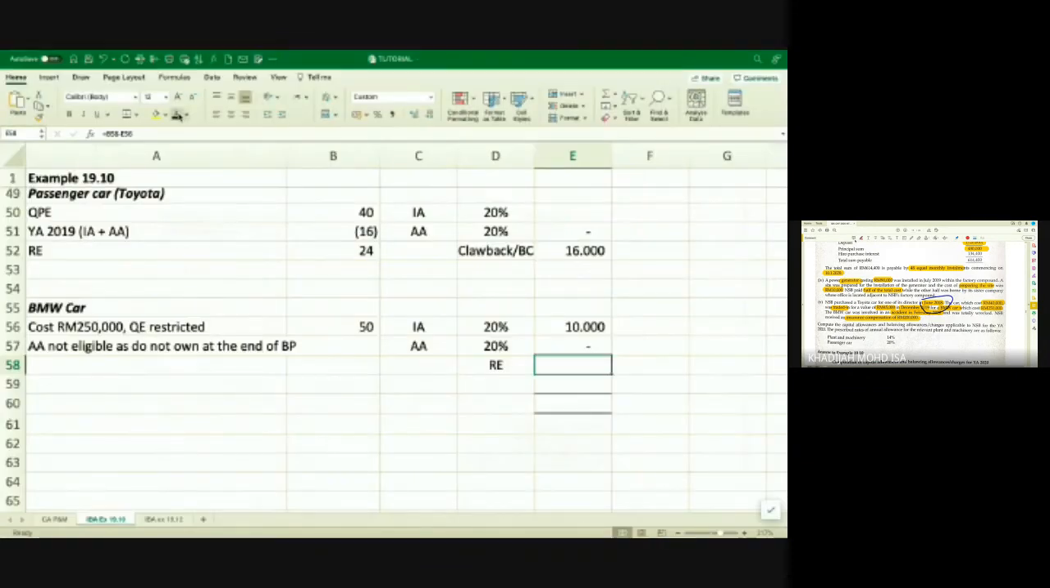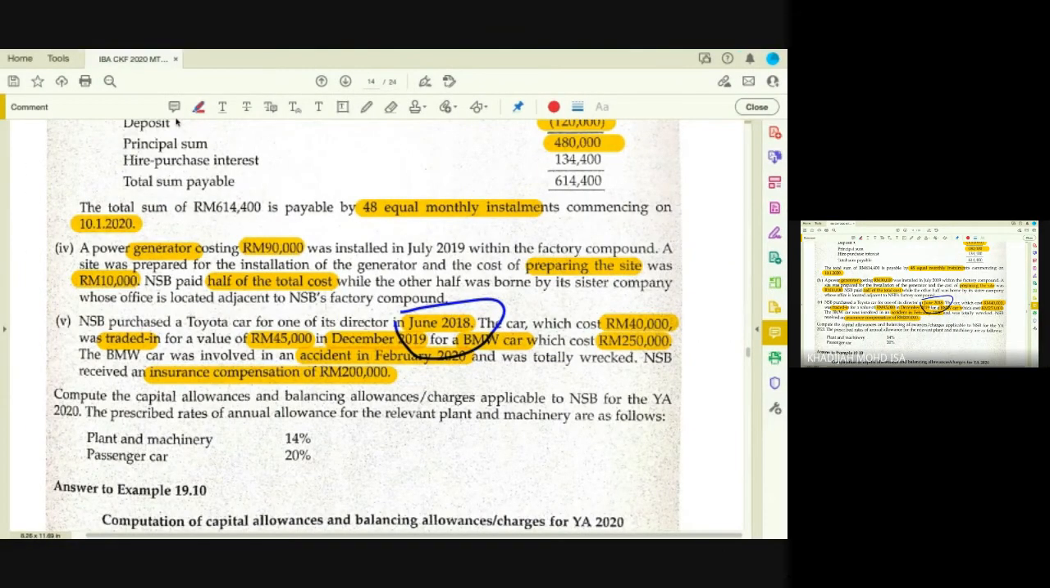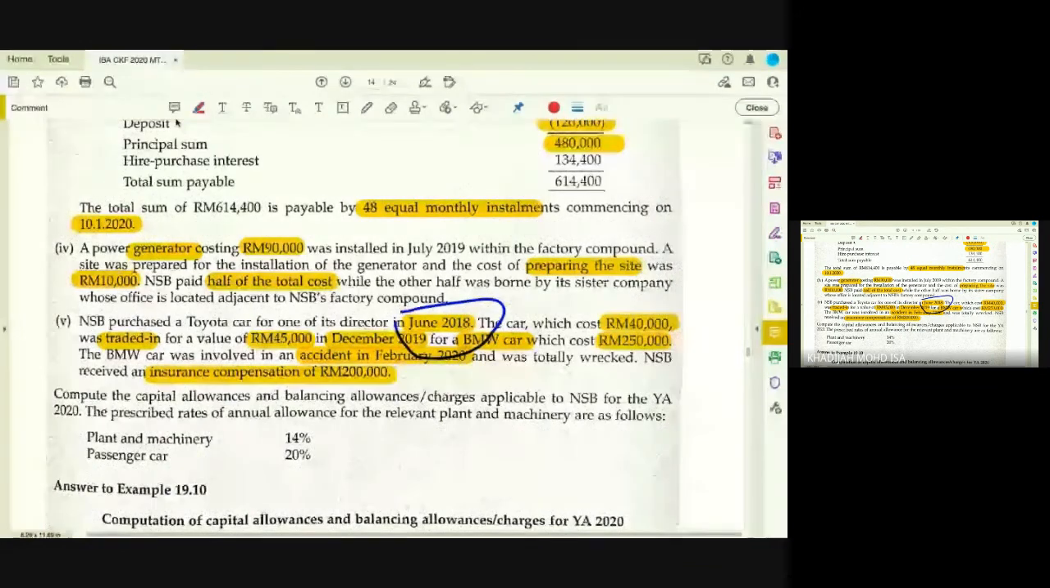So for that, compute your RE. Your RE is 50,000 minus 10,000. The QE minus your allowances claimed. In this case, there's only 10,000. So your RE is 40,000. What about your disposal value? You receive an insurance compensation of 200,000. So this is your disposal value.